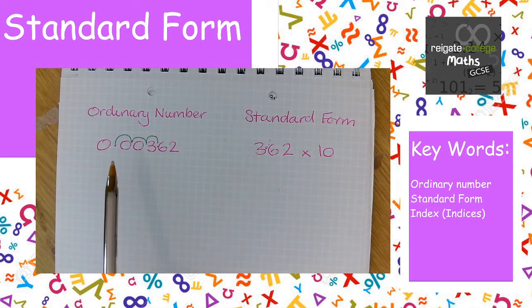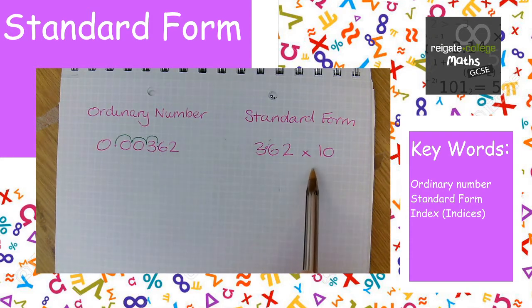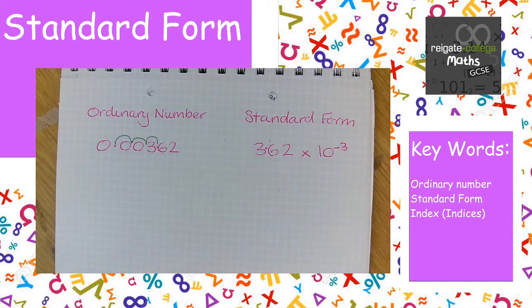But you'll notice the decimal point is travelling in the opposite direction. It's making the number in this instance from a very small number to a bigger number. I therefore have to make this power 3 negative to indicate the direction of the movement of the decimal point.